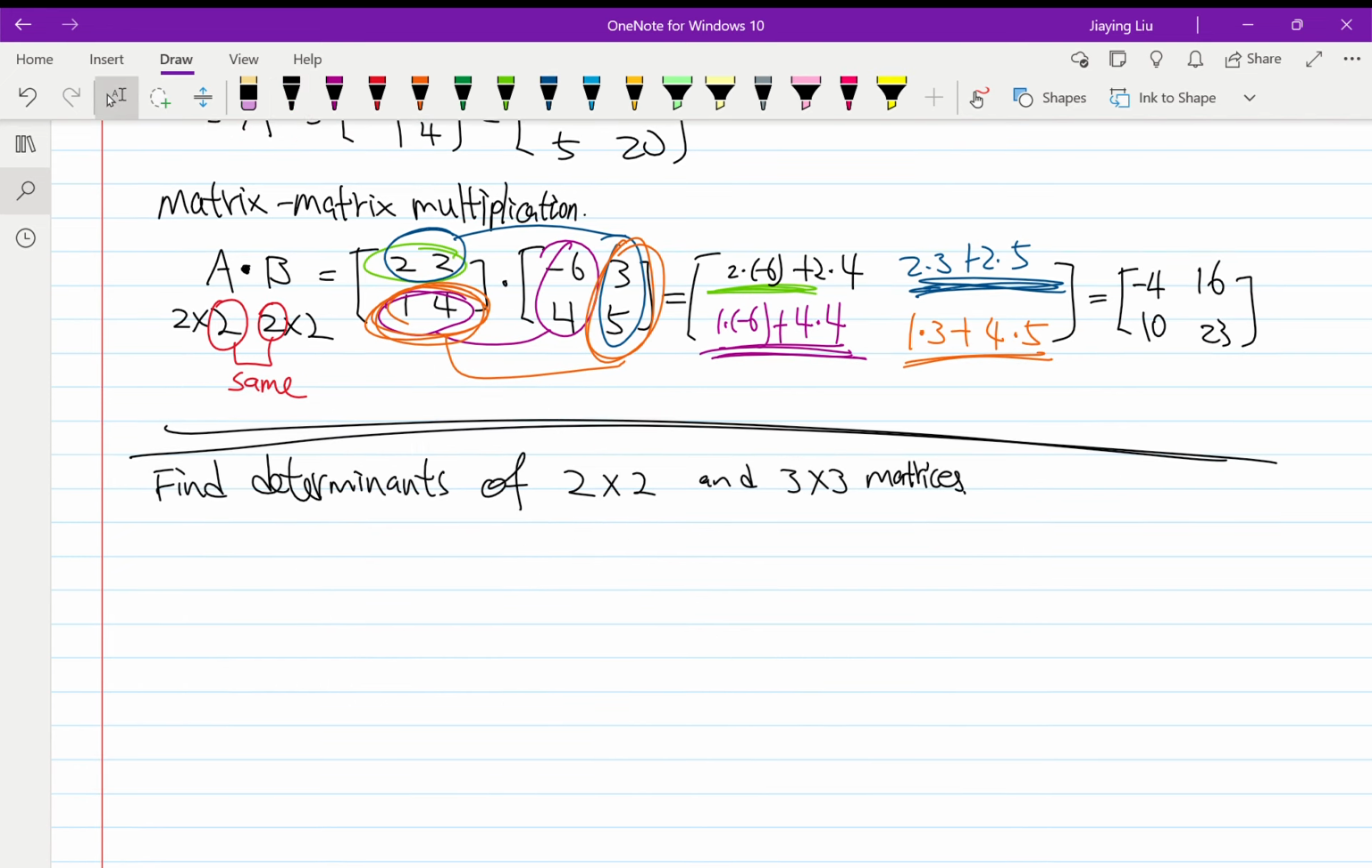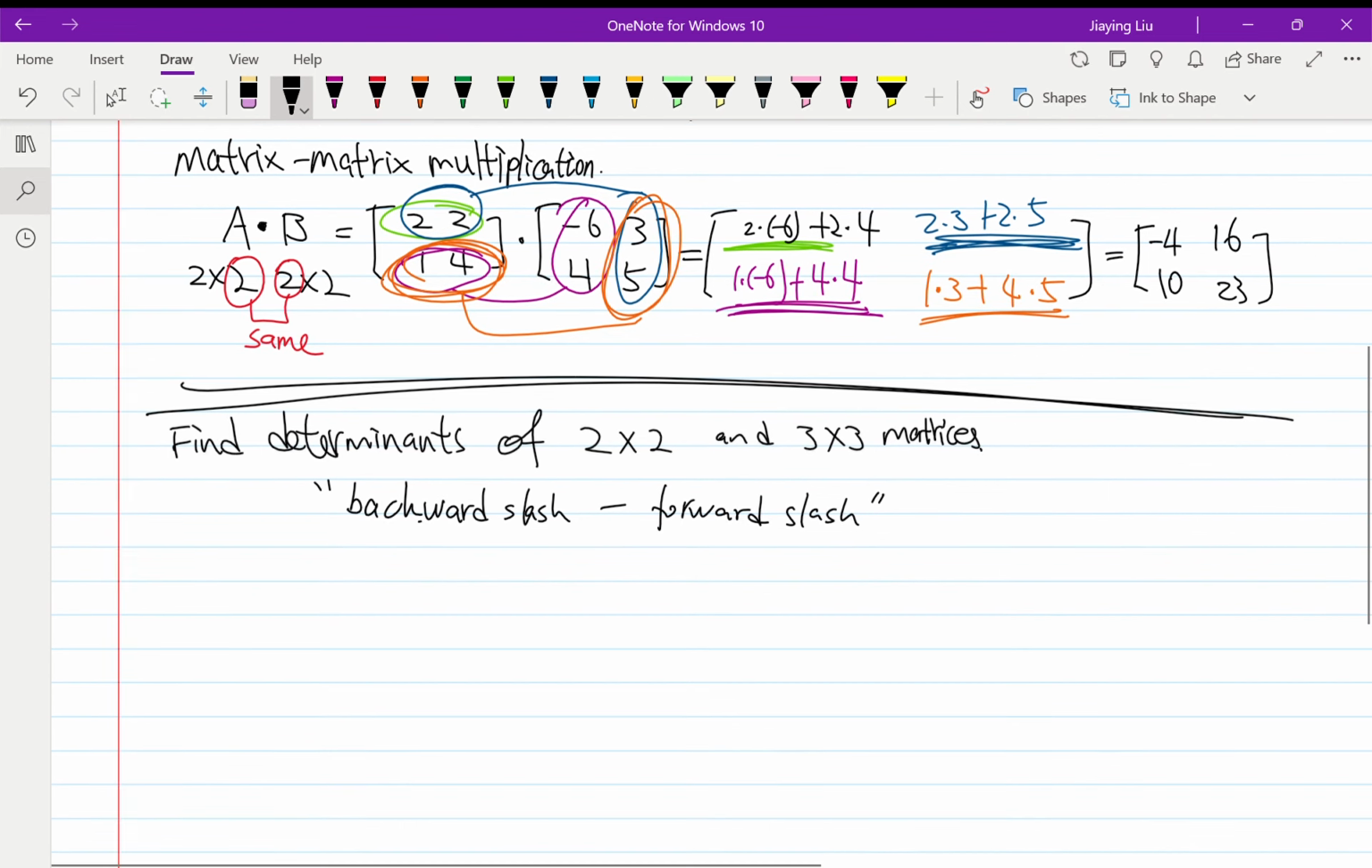Let's begin with a 2 by 2. So the method that I'm going to use, I'm going to call this backward slash minus forward slash method. Basically, we draw these backward slashes and then multiply numbers on those lines, and then you subtract the other direction.